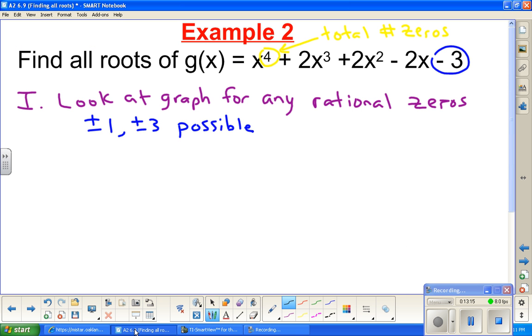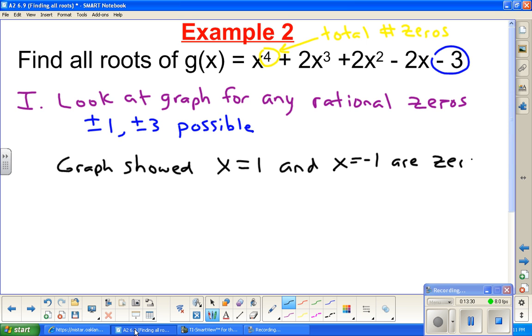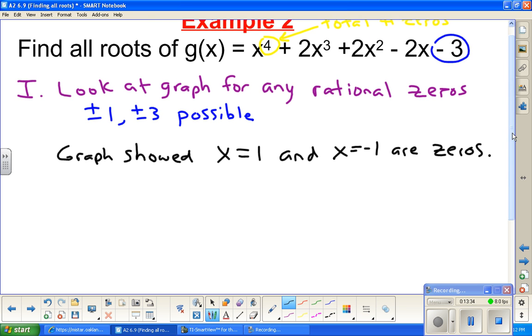Okay, so the graph showed -1 and +1. So we have 2 of our 4 answers. The other 2, if they're not showing up on the graph, must be imaginary. Okay, so we need to find those.